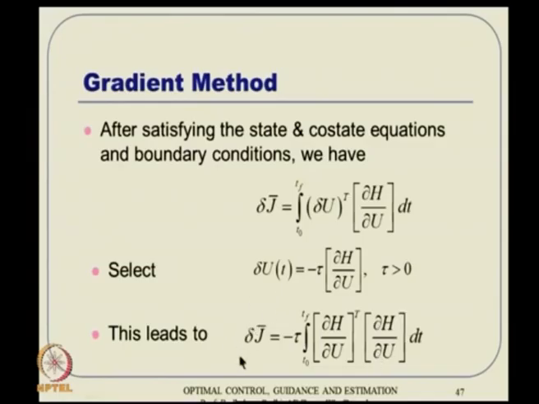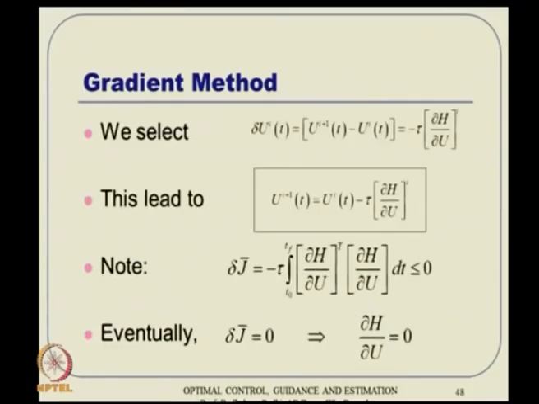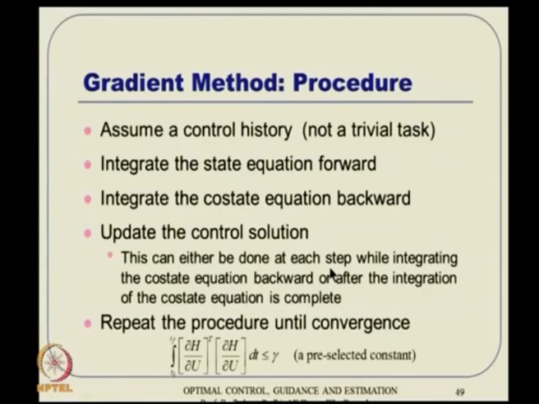So, by ensuring that this is 0, we are also ensuring that del S by del u is 0, and that is nothing but the optimal control equation actually. So, that leads to this gradient method idea basically there. So, this is what is summarized here.